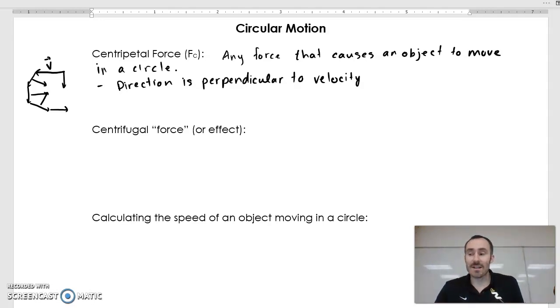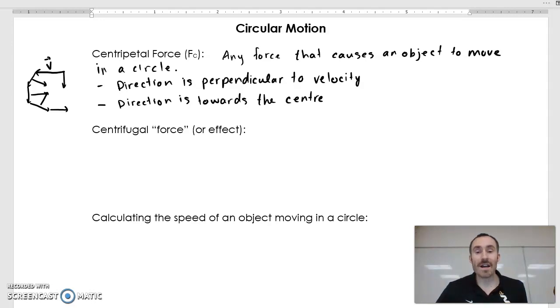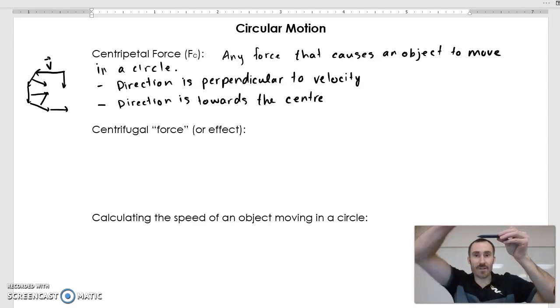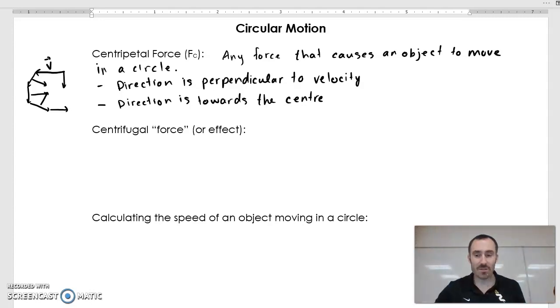And finally, the direction is always to the center of the circle. So whenever you're answering a question, you've calculated the centripetal force, the direction that you place on there will always be toward the center. Okay, unless you're talking about a specific position in a circle. So if you're going around a circle like this, and it's asking you what's the force right there at the top of the circle, the answer then would be down, because down is toward the center of the circle. Okay, but it's always toward the center.